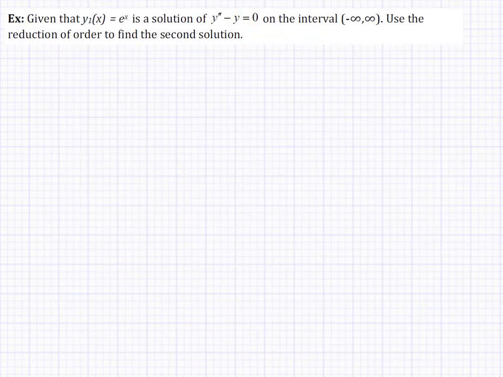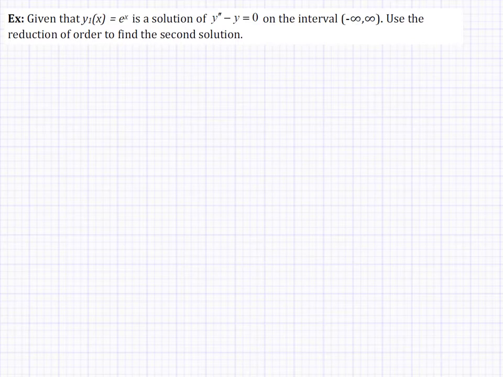Okay, so we'll look at this first one. And I'll do it both ways. We'll do it with the formula and we'll do it the formal way that we really just looked at when we talked about the solutions being y1 and y.